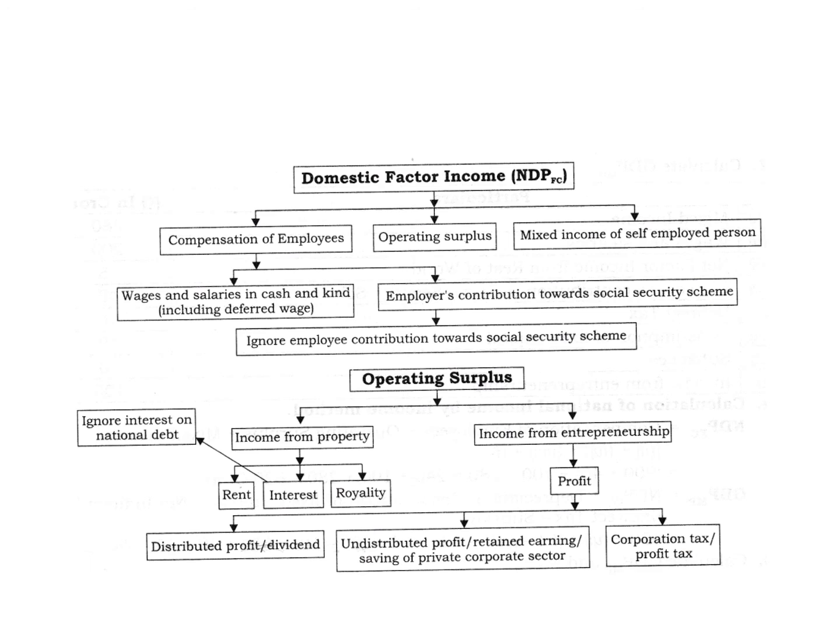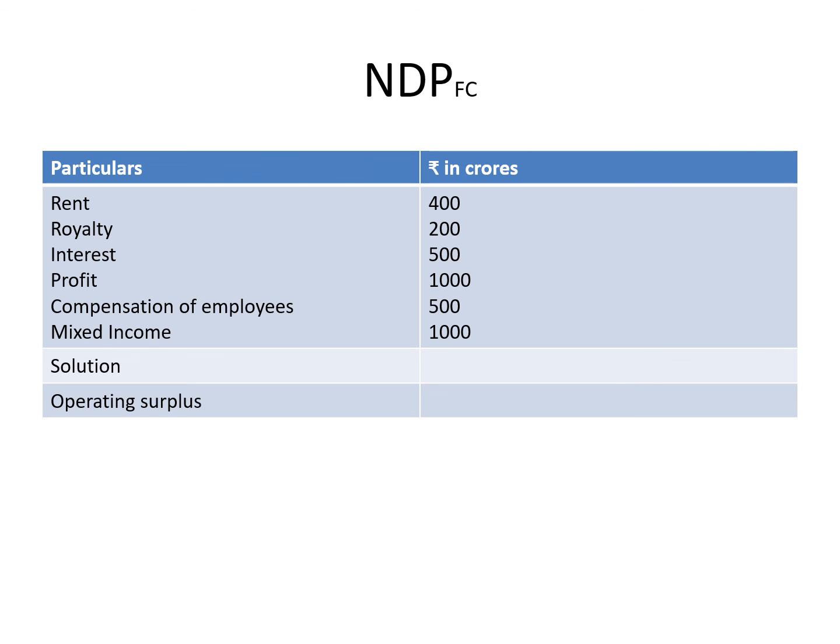Now, if interest on national debt is given, we will not include it in the interest because it is for consumption purposes. It is not included in the national income. Now, if rent, royalty, interest, profit, compensation of employees and mixed income are given, how can we solve it?